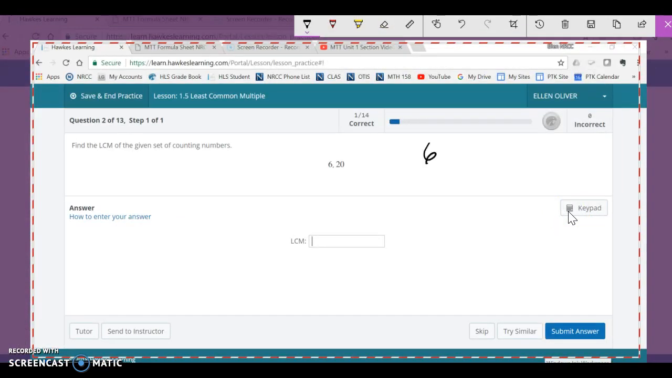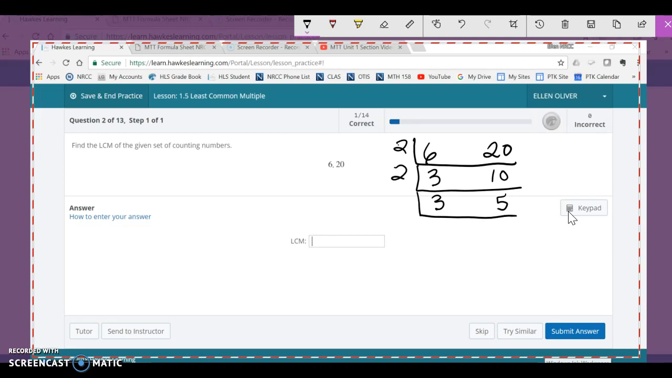I write my 6, my 20, I do my big L. My first prime number is 2. It goes into 6 3 times, goes into 20 10 times. Keep going with my 2 until I can't go anymore. 2 does not go into 3, so I drop it down. 2 goes into 10 5 times. Now I can't do 2 anymore.